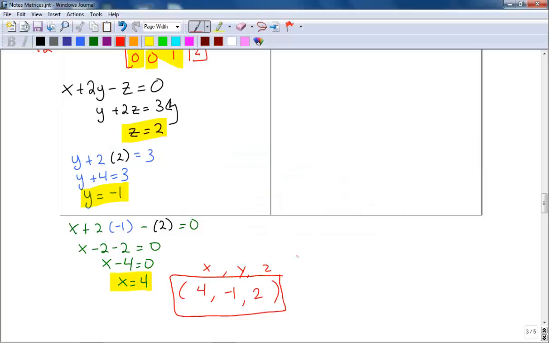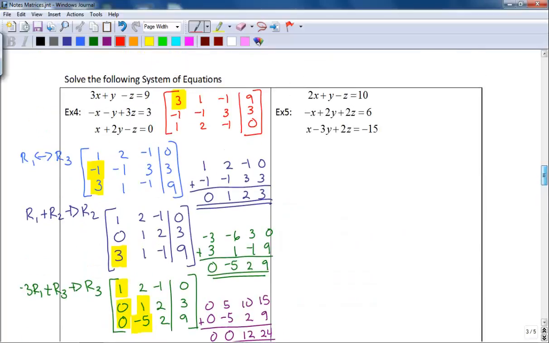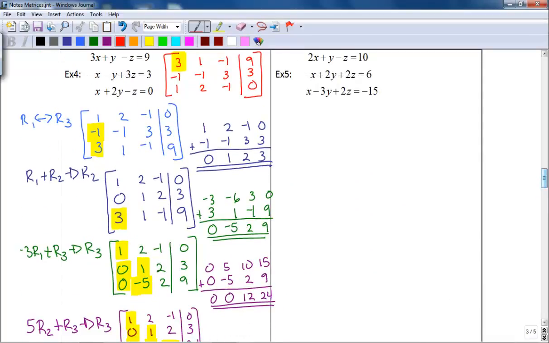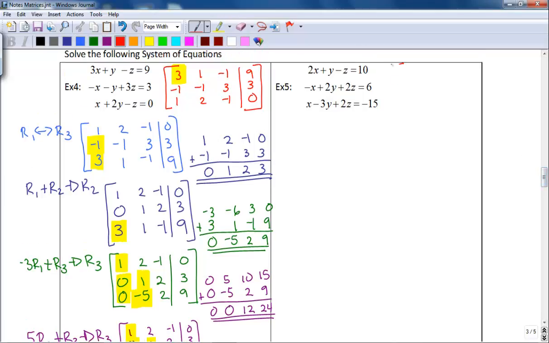Well, let's go ahead and look at the next example. Example 5. Same thing, the very first thing we need to do is write our augmented matrix. Our augmented matrix for this is going to be 2, 1, negative 1, vertical bar, the answer of 10. Second row is negative 1, 2, 2, and 6. Last row is 1, negative 3, 2, and negative 15. Then what I want to do is get it in row echelon form.